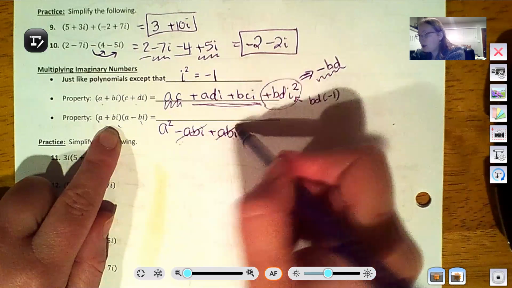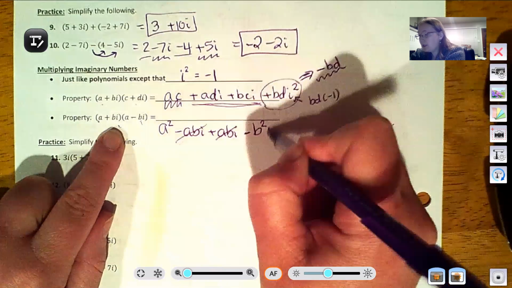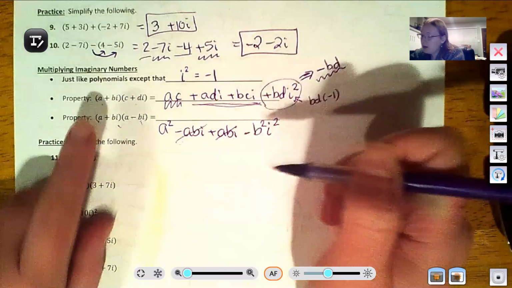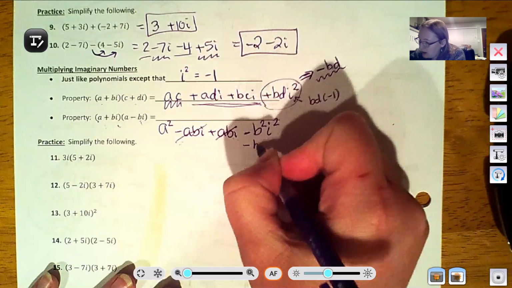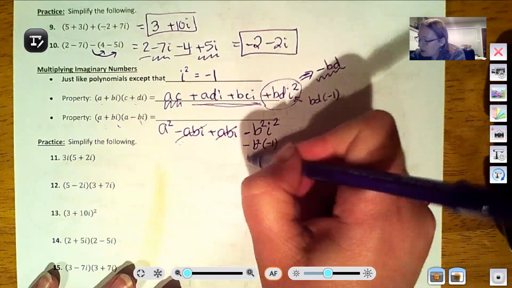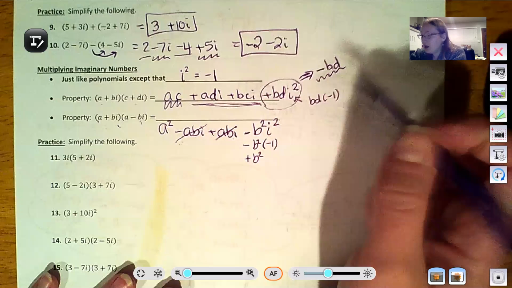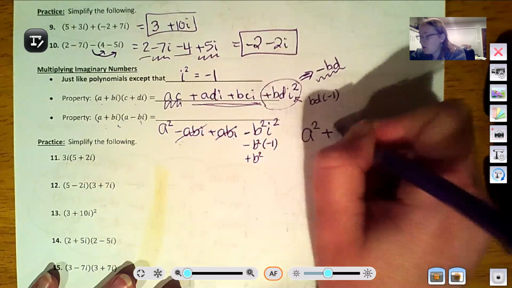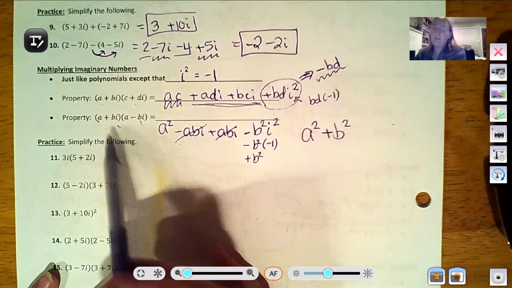And then positive times negative is negative, b times b is b squared, i times i is i squared. Now we have essentially negative b squared times -1. So this will end up being a positive b squared. So we finally actually have a sum of squares. The only time you get a sum of squares is if imaginary numbers are involved.